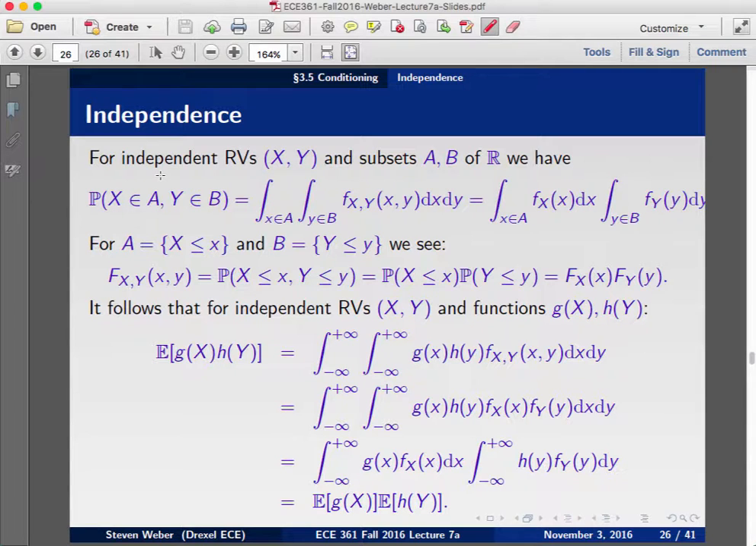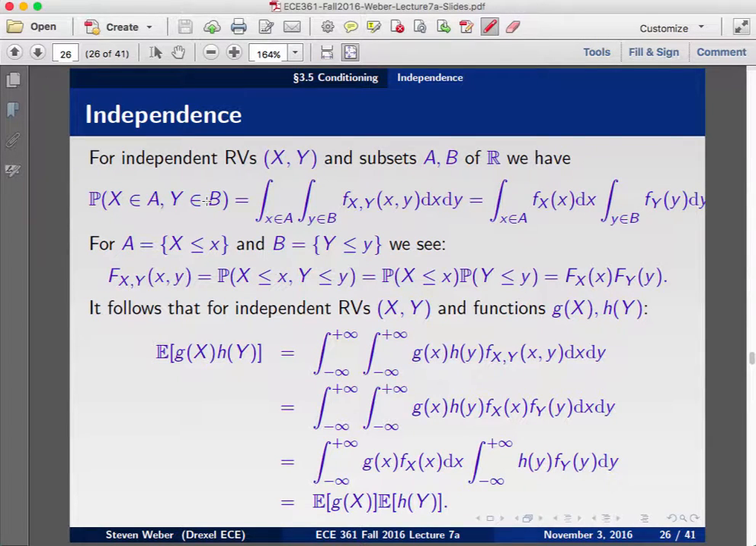What independence allows you to do often is to multiply. So let's see exactly how that happens in the context of continuous random variables. So we have a pair of independent random variables, x comma y, and we choose subsets A and B so that we're interested in the probability of the event that the random variable x is in the set A and the random variable y is in the set B.